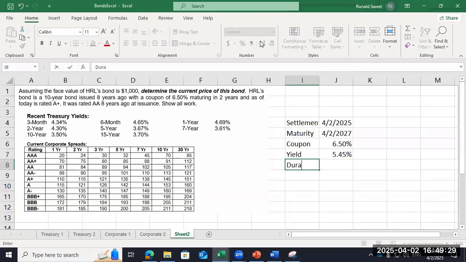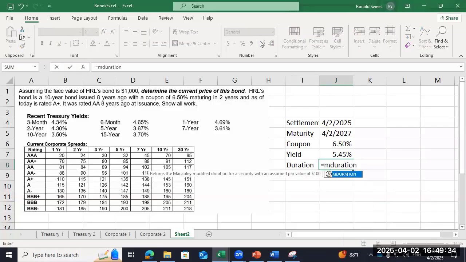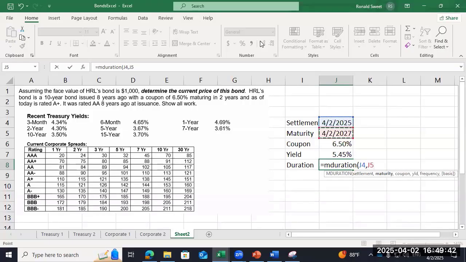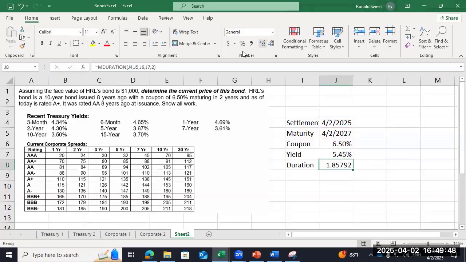So duration. We use modified duration because it's more accurate. So we'll use that. I might give you this on the exam. So settlement, maturity, coupon, yield, twice a year. There's your duration. All right, so the duration is 1.86.